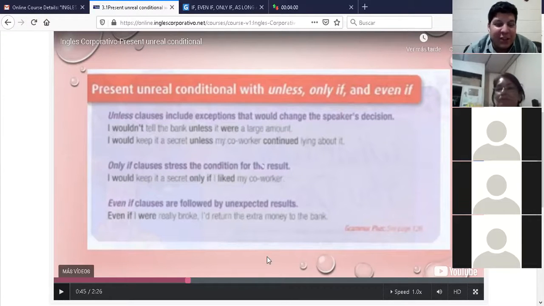Fantastic. So, even if, give me an example about earthquakes, please, with this structure. I will go to live in Chile only if there were not so many earthquakes. Okay, so that means that in Chile there are a lot of earthquakes, right? And really great earthquakes. Okay, understood.